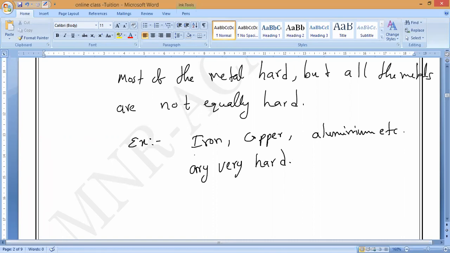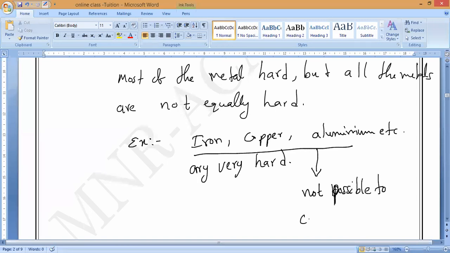So these kinds of metals are not possible to cut with a knife. Do you understand, guys? Please respond. Because they are very hard in nature. But some exceptions are there.